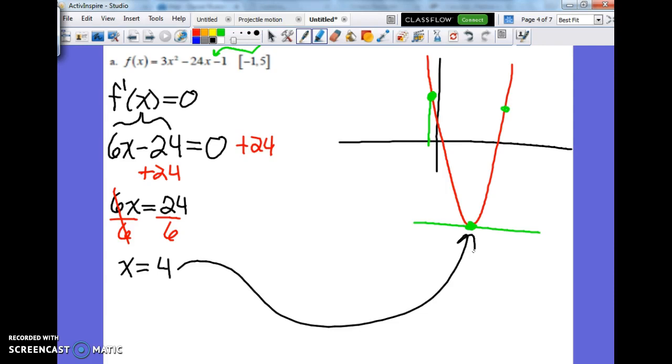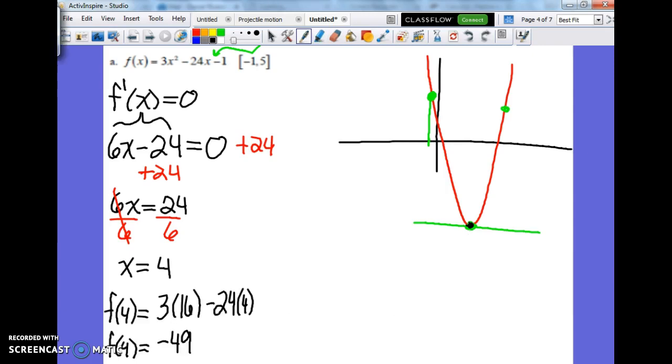We know that's at x equals 4, but what is the actual y value? We're looking for the y value. We need to find out what the y value is. It's at x equals 6. What is f of x? What is f of 4? Sorry, not 6. What is f of 4? Just plug it into the original equation. Plugging it into the original equation, you get negative 49 for f of 4.